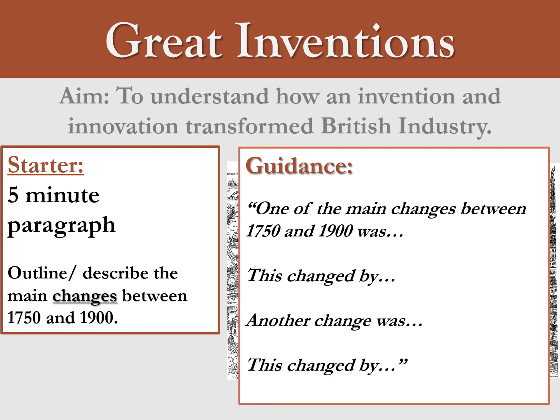So if you can pause this video and then take 5 minutes to write your brief paragraph describing the main changes to Britain between 1750 and 1900. This is one of the tasks we want you to resubmit back into Google Classroom so we can mark it. So pause the video now.